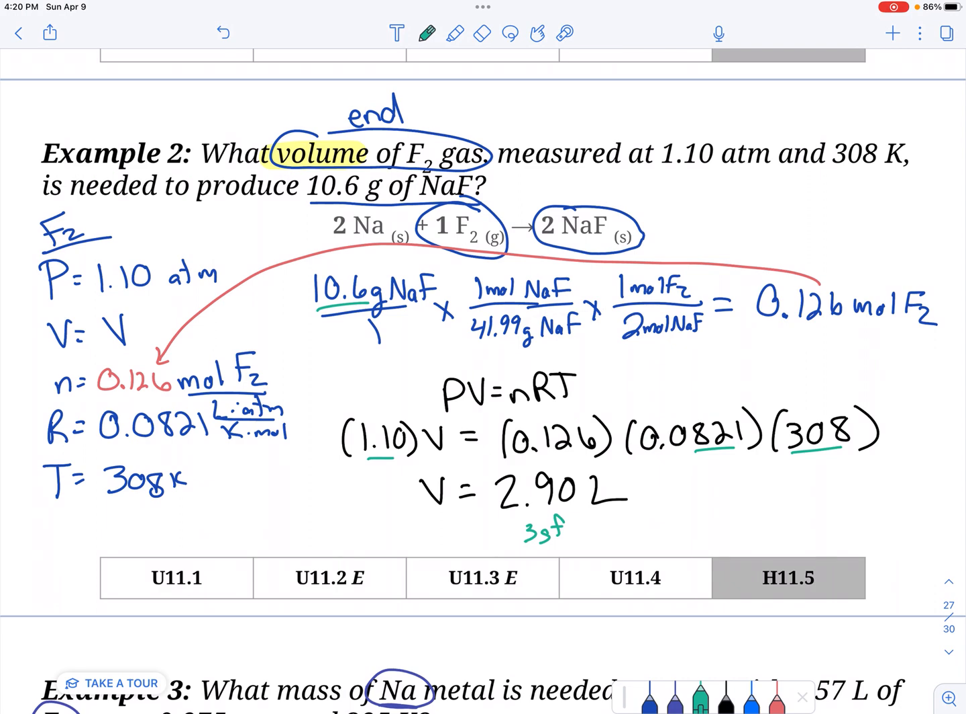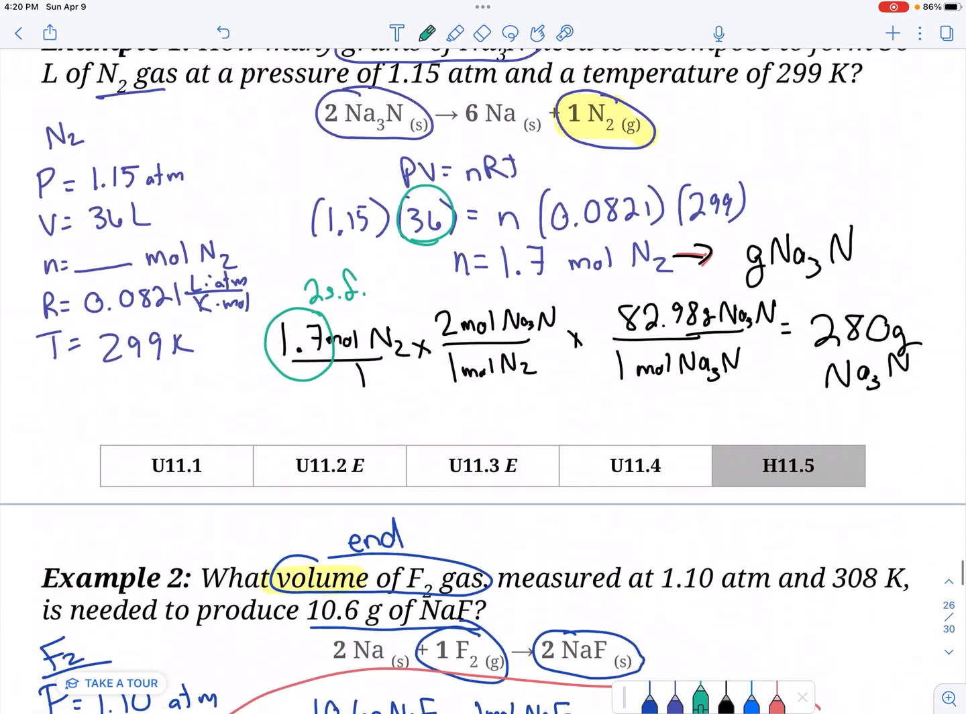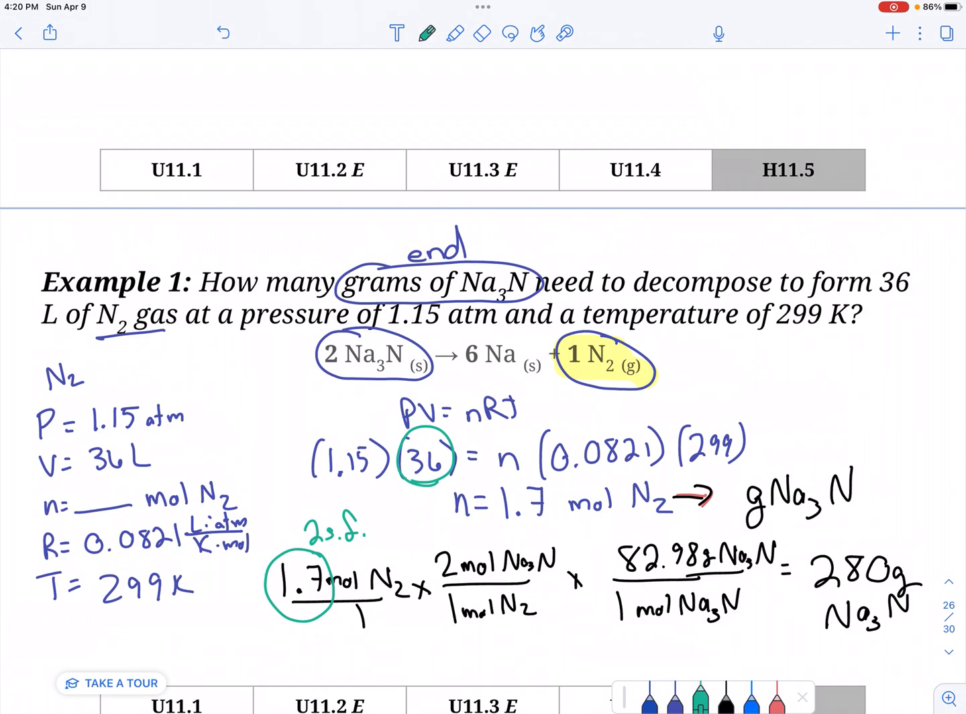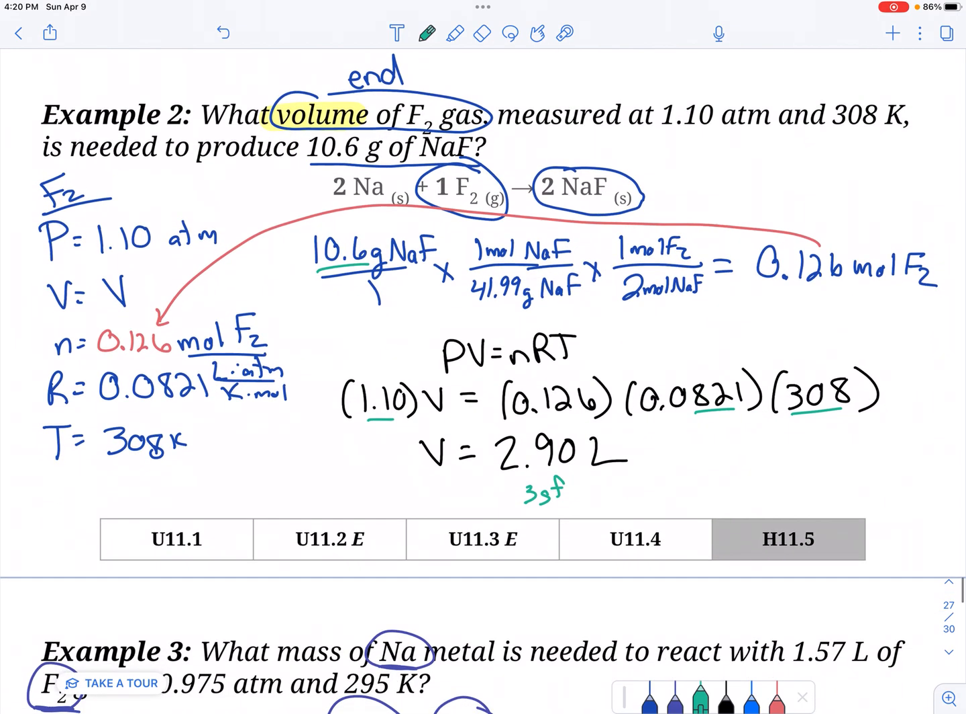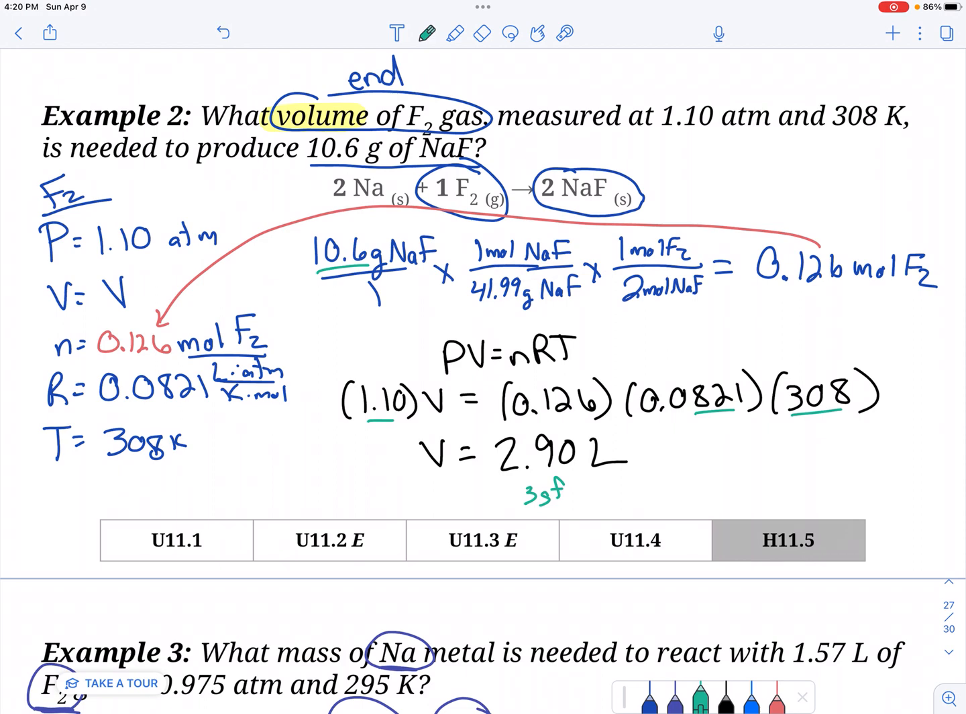So that's how you do those, the 2 different types you're going to see. Either we're going to give you the grams of the solid and ask you for the volume of the gas, or, as we did in the first one, we gave you the volume of the gas and asked for the grams of the solid. Those are the 2 beginning and ending points. So with example 3, I want you to take a look at example 3 and then try that on your own. Stop the video and then pick up the video again to see the answer.